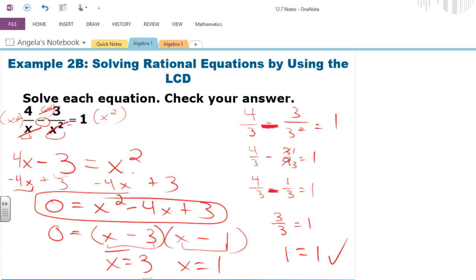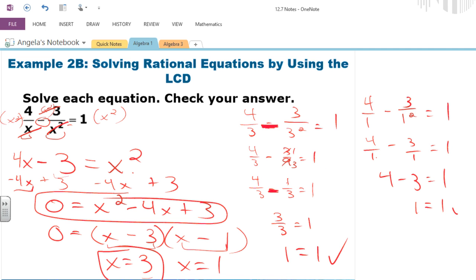You also should check the other solution. So I'm going to plug a 1 in. So 4 over 1 minus 3 over 1 squared equals 1. 4 over 1 minus 3 over 1, because 1 squared is 1, that just becomes 4 minus 3, which is 1. So this is a solution as well.